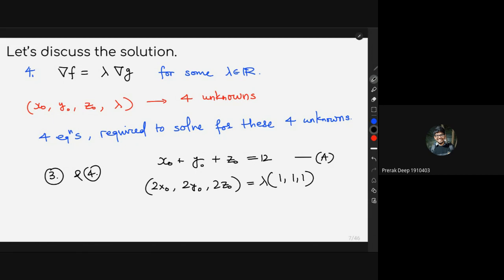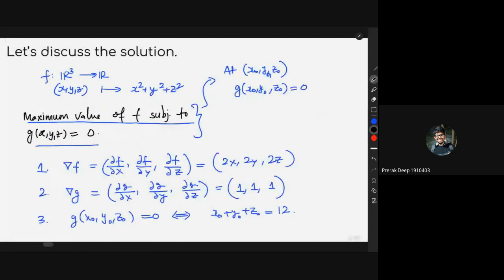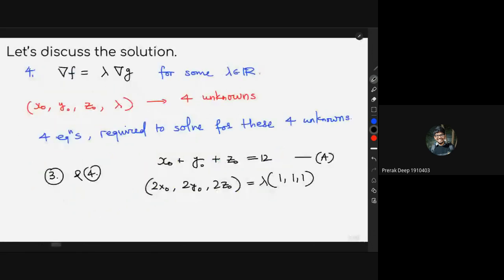Now why have I written x naught, y naught, z naught? Because I'm finding the maximum value, so I'm assuming that the maximum value is attained at this point x naught, y naught, z naught. So this equality in the fourth point will hold at the point where I have the maximum value. That's why I need to evaluate the gradient of f at this point.